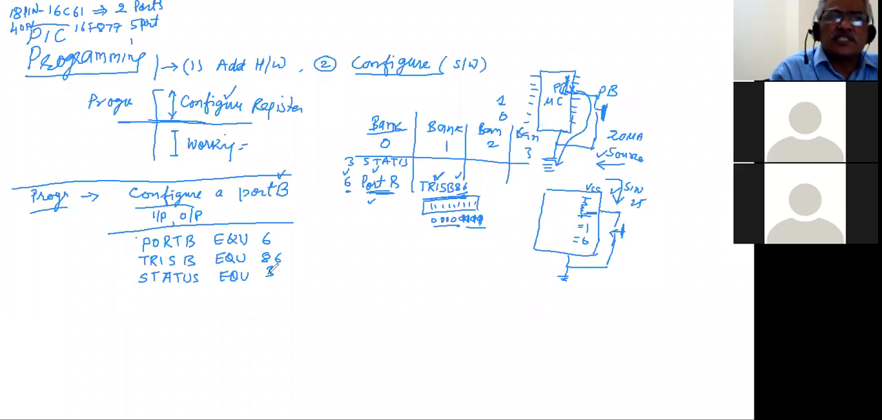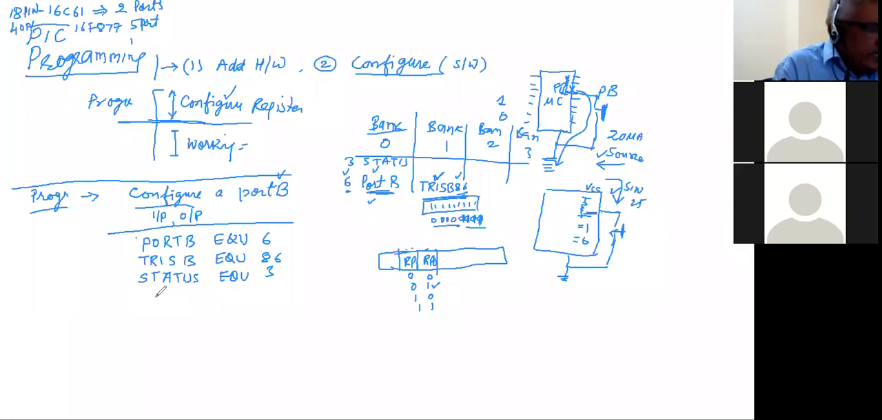और स्टेटस रजिस्टर में क्या है? स्टेटस रजिस्टर में आपको पता है पिन नंबर और बिट नंबर RP0 और RP1. ये पिन है मेरी, जिनको कि मुझे 00 है तो बैंक 0, 01 है तो बैंक 1, 10 है तो बैंक 2 और 11 है तो बैंक 3. तो मुझे बैंक 1 में जाना है तो RP0 को मुझे इनेबल करना पड़ेगा, सेट करना पड़ेगा, और RP1 को रीसेट करना पड़ेगा. चलिए आगे बढ़ते हैं, प्रोग्राम लिखते हैं.